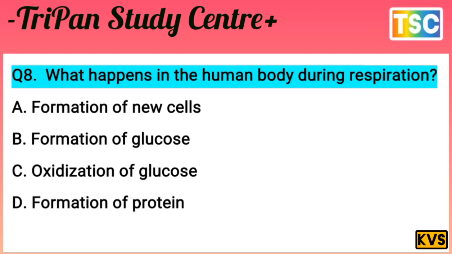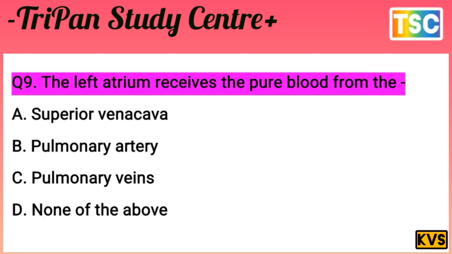What happens in the human body during respiration? Option C is correct, oxidation of glucose. Let's see the next question on your screen.